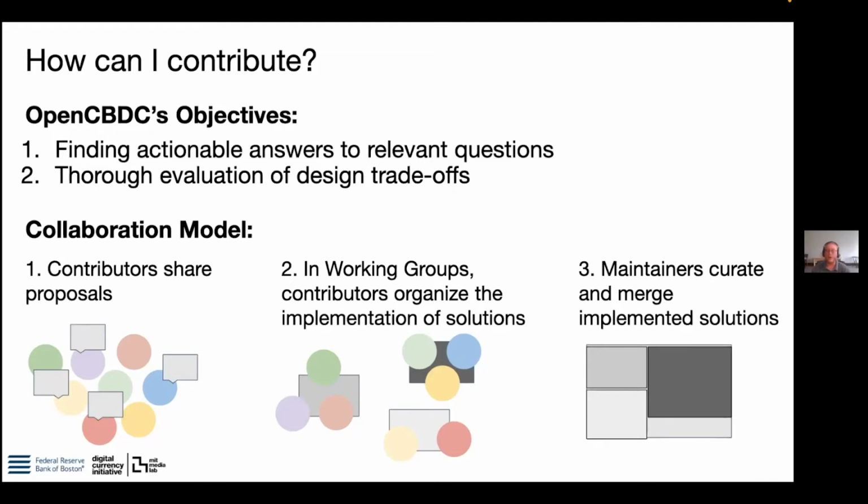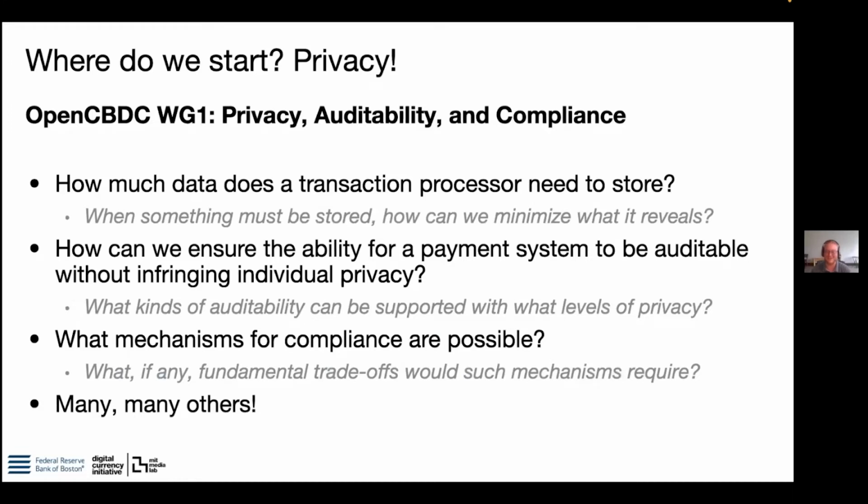So moving on, I think it makes sense for us to talk about where we'll go next. We came up with a model for how you can contribute. Where do we start? The obvious thing that jumped out to us is privacy. So the first working group we're going to kick off, and we'll actually be kicking it off next week, is working group 1: privacy, auditability, and compliance. The questions listed here, by the way, are not posed in any particular order. They're not in level of importance or anything like that. These are just some of the questions we expect the first working group to try and answer.